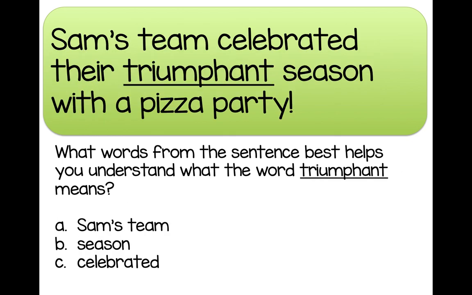Let's try one more. Sam's team celebrated their triumphant season with a pizza party. What words from the sentence best help you understand what the word triumphant means? That's it. Celebrated. When I celebrate, I want to have a pizza party. So their triumphant season celebrated helps me know the meaning of the word triumphant.